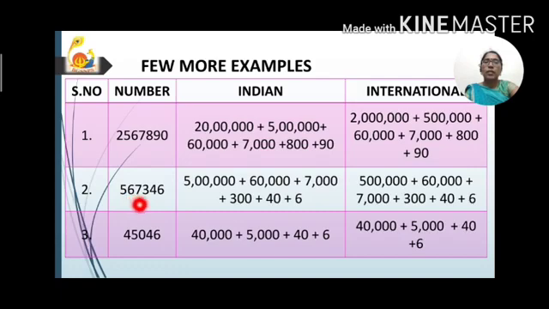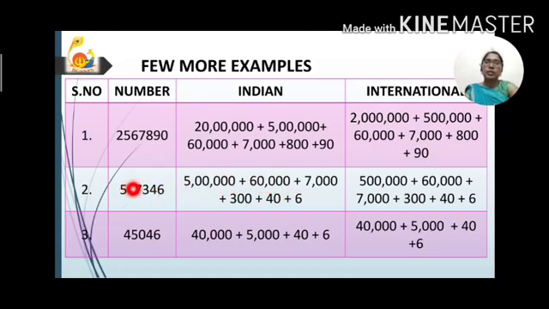Okay, now here: 5 6 7 3 4 6. Shall we use the shortcut method here? 5, how many zeros do you have? 5 zeros, so place 5 zeros, and commas you have to place according to the Indian system. Next write 6 and close these two. 4 digits, so you have to place 4 zeros.